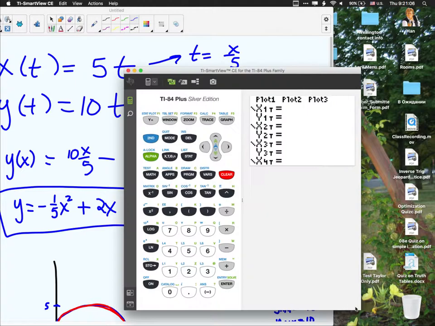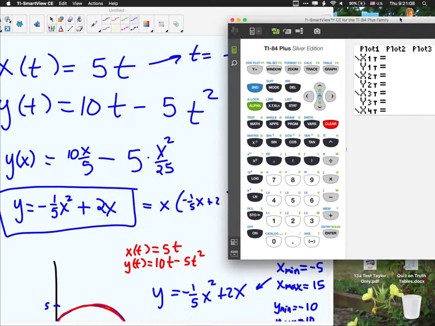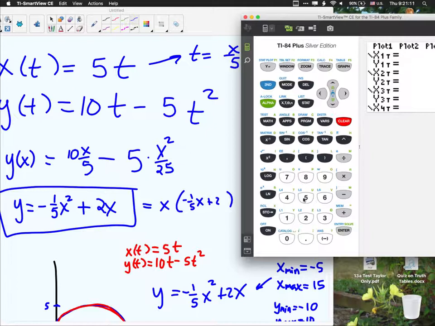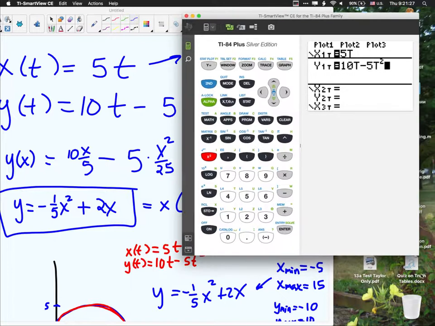All right, so let's check this out here. We've got 5t, very exciting, and 10t minus 5t squared. I'm going to hit graph. Notice that once you start typing in one of these things, they'll both be bolded because this is one graph.